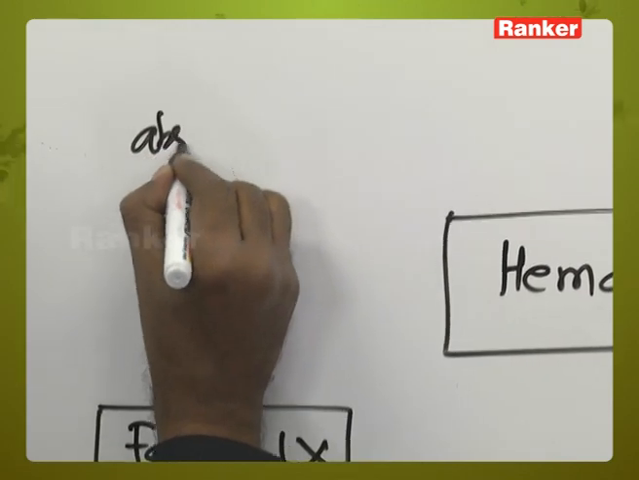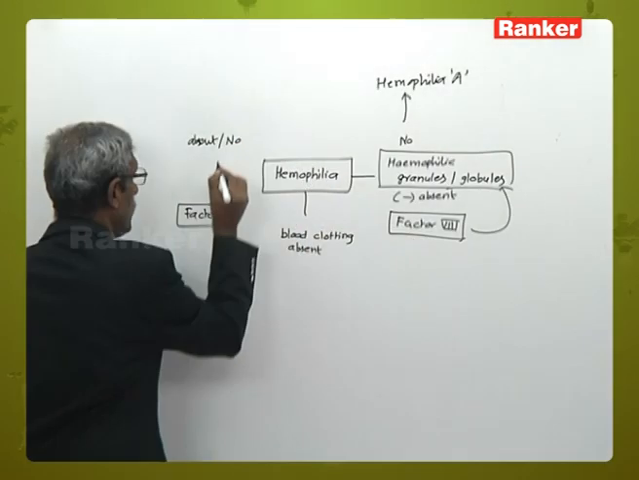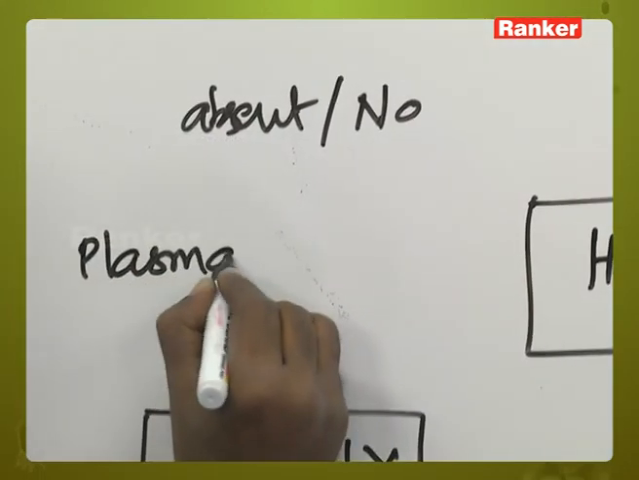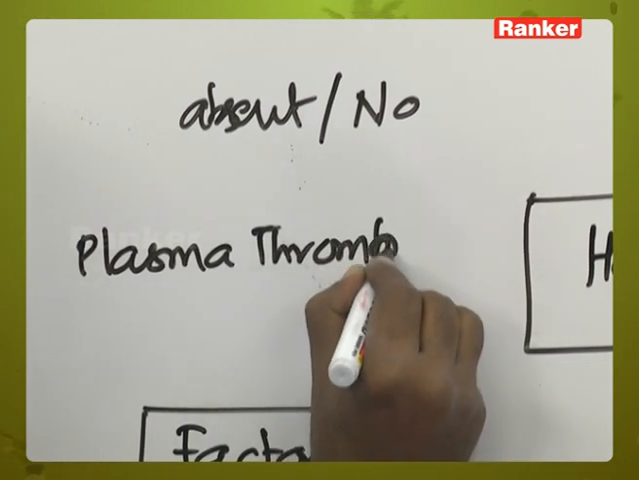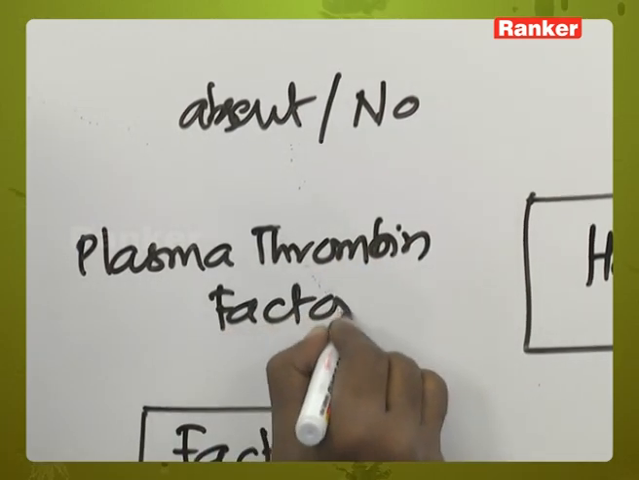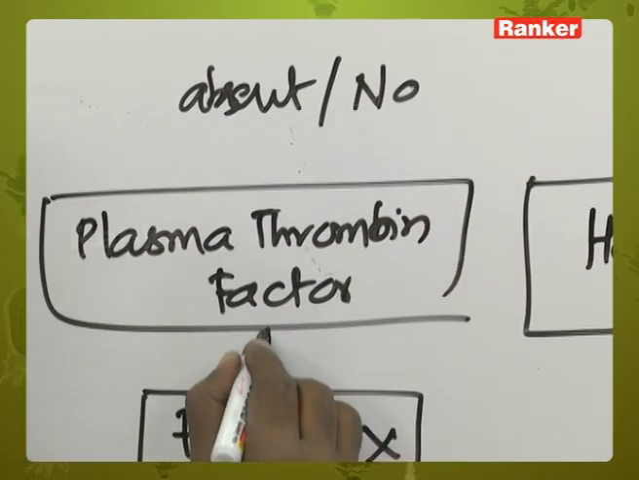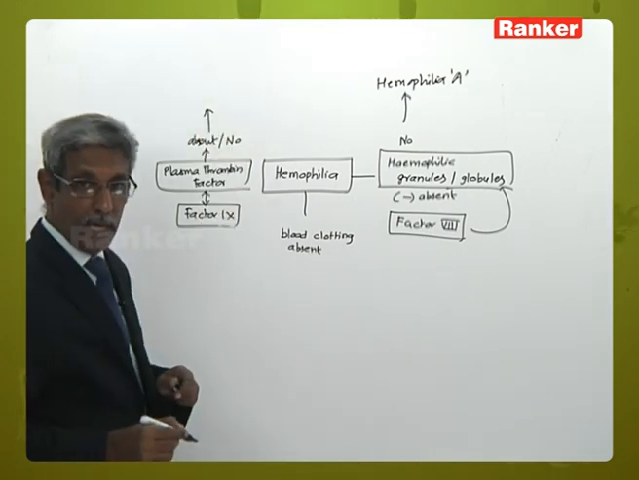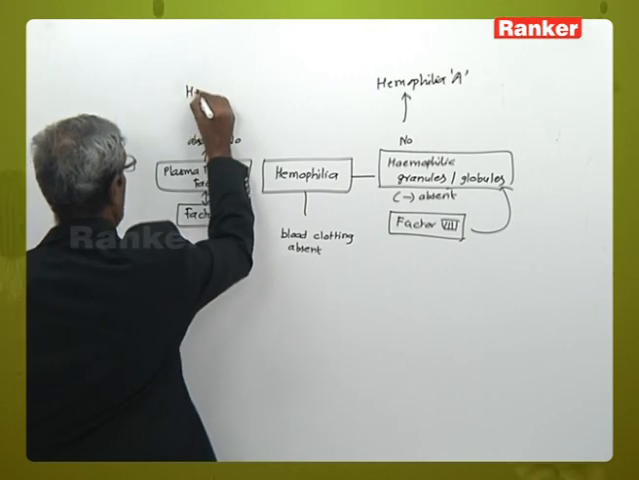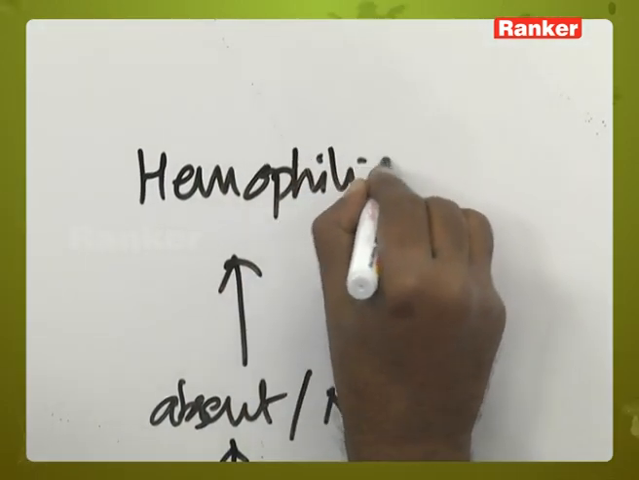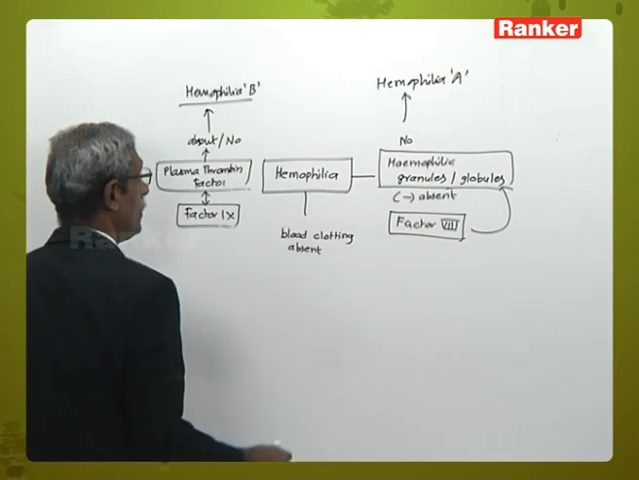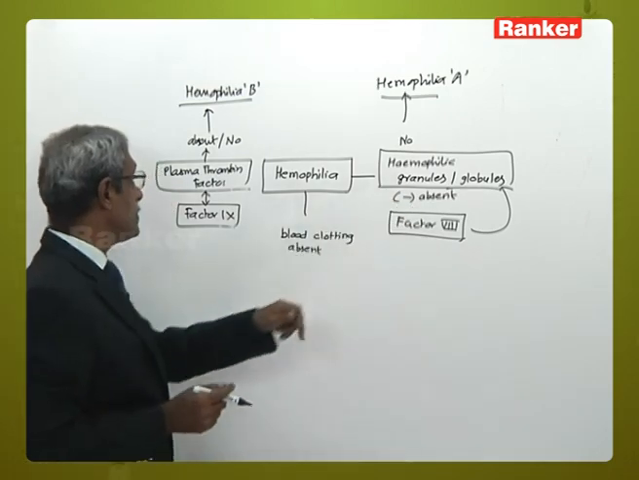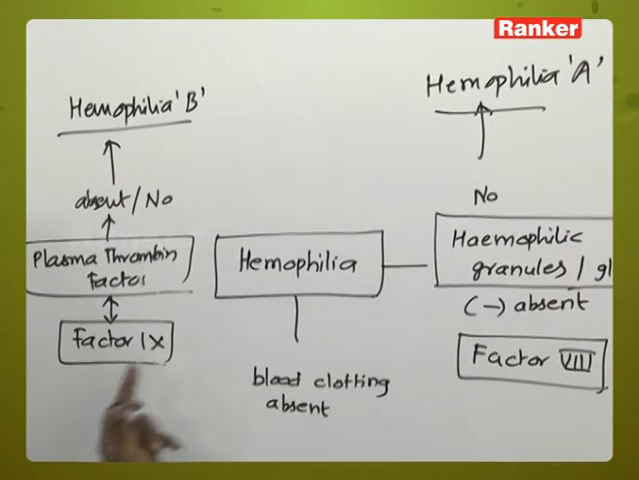which can also be absent. Factor 9 is otherwise termed plasma thrombin factor. So, if the plasma thrombin factor is absent, it results in another disease termed hemophilia B. So, there are two categories, hemophilia A and B, due to the absence of hemophilic globules, factor 8, or plasma thrombin factor, factor 9.